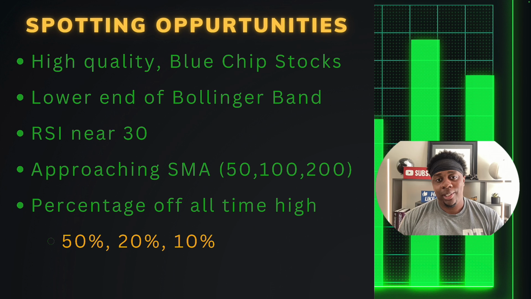I'm going to wait till the RSI approaches 30. It's not foolproof, but I'm not going to expect the stock to keep running up if the RSI is above 70. I'm going to wait till it's 30. And then I want to see that the stock is approaching those simple moving averages, the 50, the 100, the 200. I'm not going to buy when they're way above those levels. I'm going to wait till they start approaching those levels to buy.